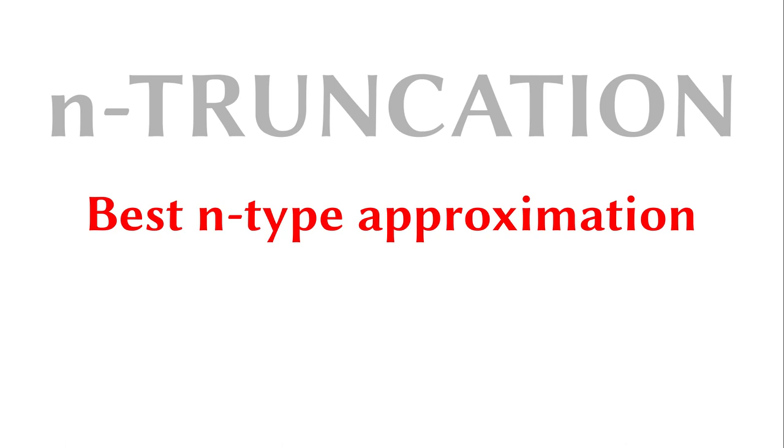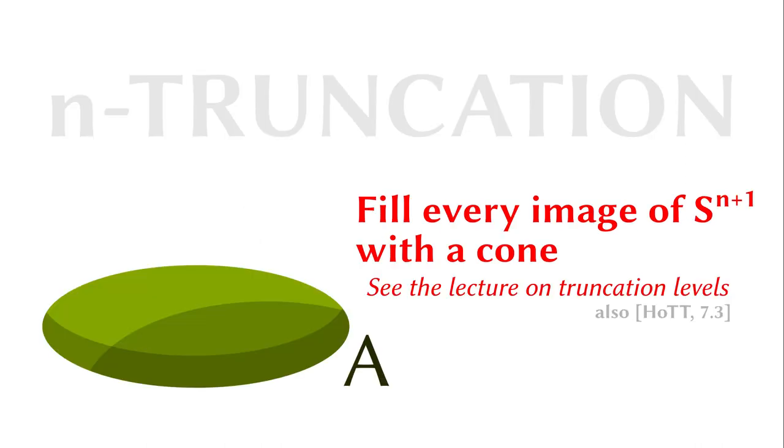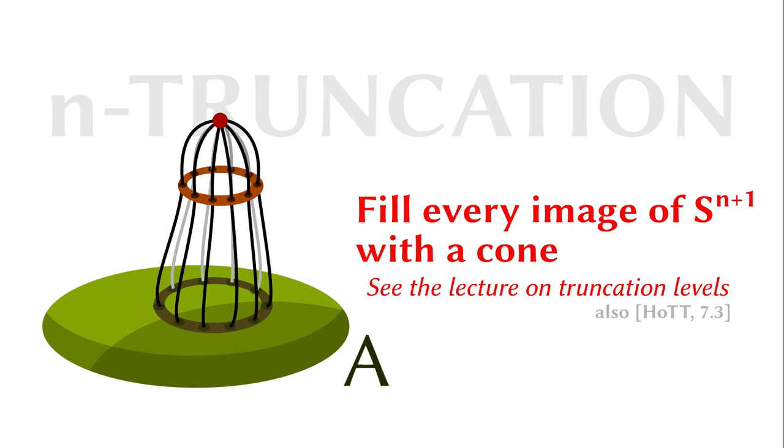Yet another useful gadget is the n-truncation, which gives you an n-type that best approximates some type. We have seen the propositional truncation, and this is its generalization to any truncation level n. The trick is to kill homotopy above level n by filling in any image of the n plus 1 sphere, and here's how to do it. For any image of the sphere in the type A, we will fill its interior. The filler is a cone, which is made of a hub and a family of spokes indexed by the sphere.